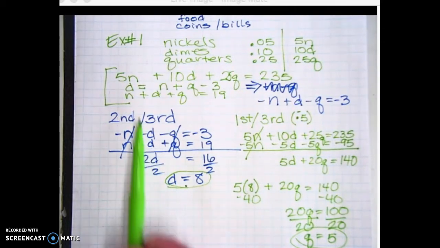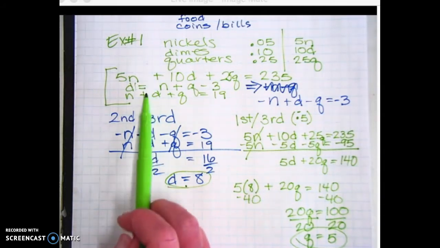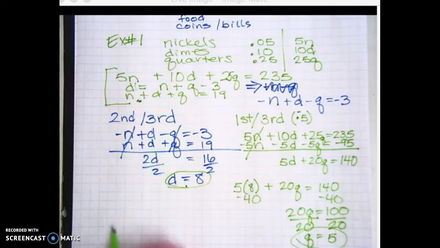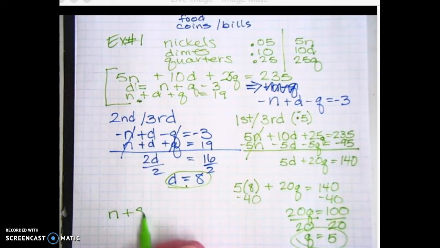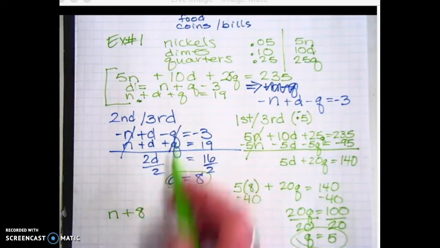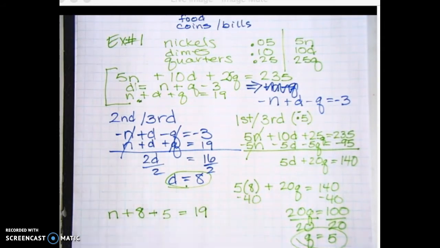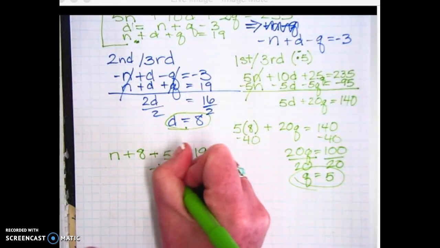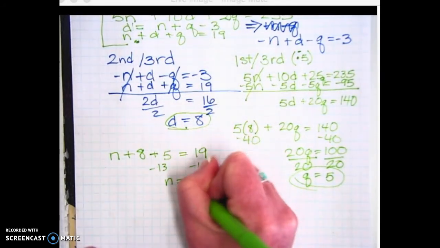Okay. So you come back up to the top and you pick the easiest of the 3. Third one looks easiest, right? So use that one. So I'm going to say nickels plus dimes, which is 8. So n plus 8 plus the q of 5 quarters equals 19. 8 and 5 is 13, so subtract 13. That means there are 6 nickels.